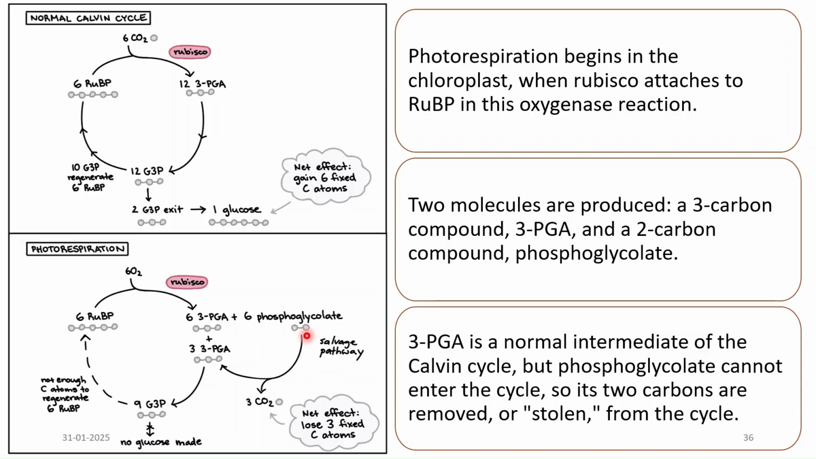So during the salvage pathway, which is the transformation of phosphoglycolate to 3 PGA, carbon dioxide molecules are lost and 3 PGA molecules are formed. So now the phosphoglycolate is converted to PGA. Now PGA can take part in this cycle. But unfortunately, if you see the number, instead of 12 3-PGA, phosphoglycolate is only able to produce 3 3-PGA. So in total, we have 9 PGA molecules.